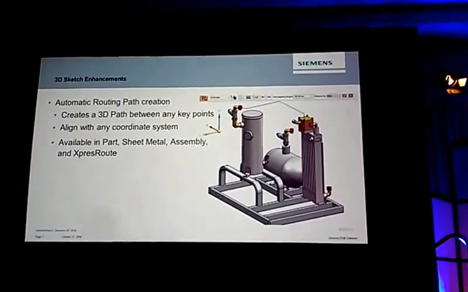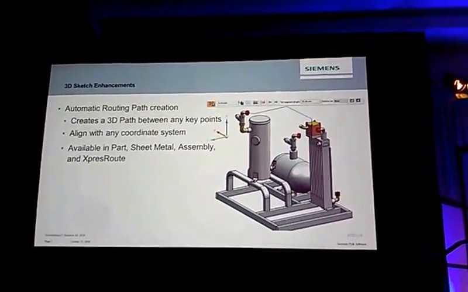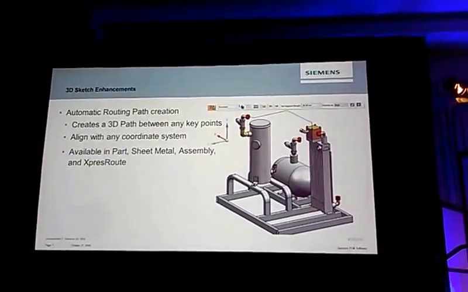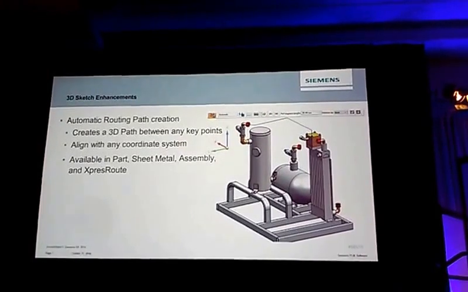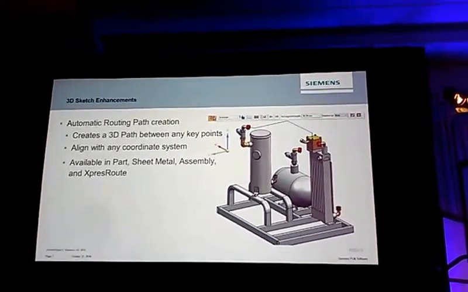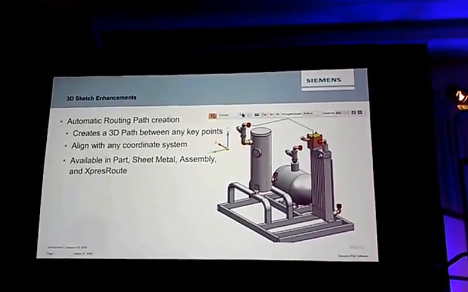And you see there it offers you a number of options. So if you don't like the path that it creates, you can click and go to the next path and continue on until you find the path that suits your needs. And that will be available in parts, sheet metal, and assembly, of course, in express route. So our goal here is to push 3D sketching and make it the primary tool for path routing in the future.